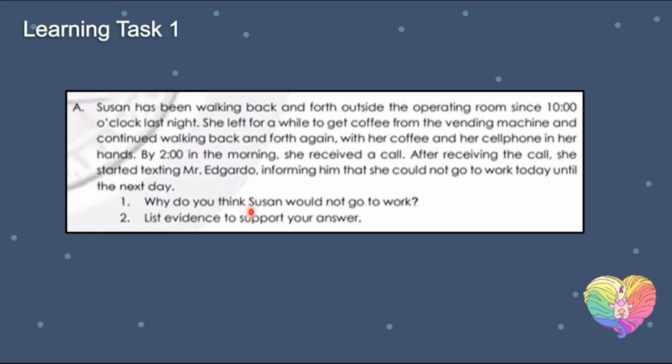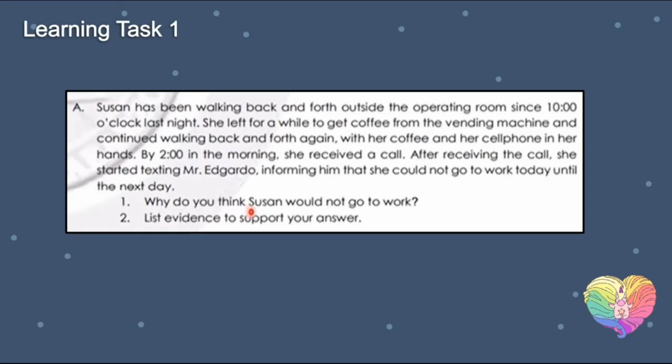Learning task 1. So let's go ahead and read the paragraph. Susan has been walking back and forth outside the operating room since 10 o'clock last night. She left for a while to get coffee from the vending machine and continued walking back and forth again, with her coffee and her cell phone in her hands. By 2 in the morning, she received a call. After receiving the call, she started texting Mr. Edgardo, informing him that she could not go to work today until the next day.